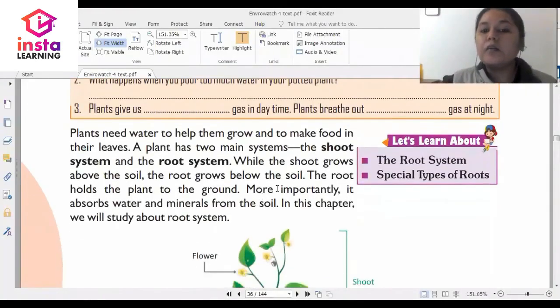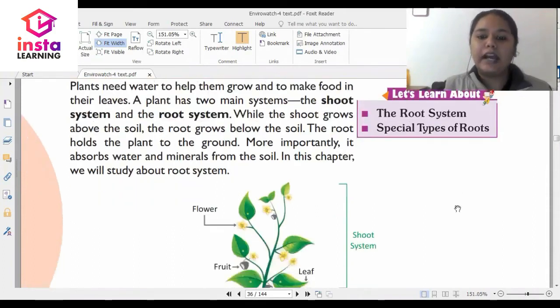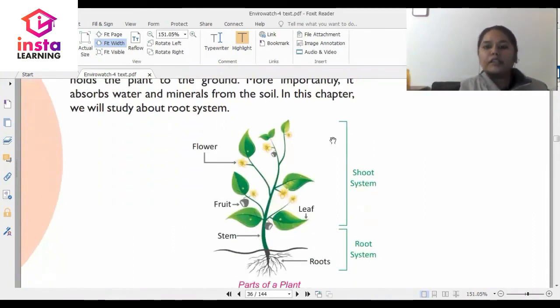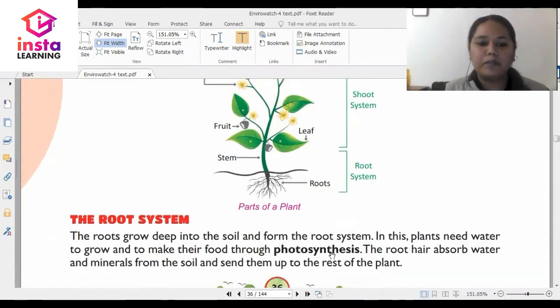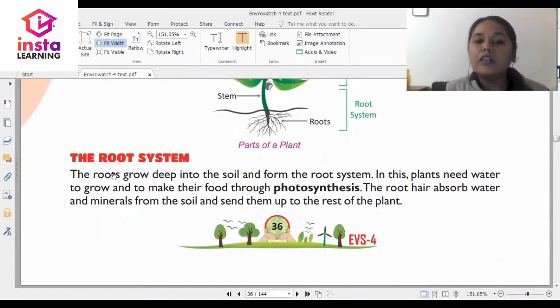Then it says, more importantly, it absorbs water. We're talking about the root system here. It absorbs water and minerals from the soil. And in this chapter, we are going to study about the root system. See, here is a diagram also given which tells you the shoot system and this is the root system. Now, the roots grow deep into the soil and form the root system.